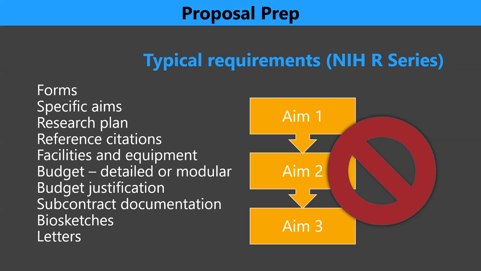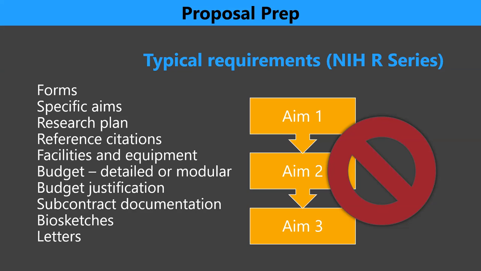So if aim two hinges on successful accomplishment of aim one and aim one doesn't work, you're gonna have to go back to the funding agency and say, I can't do aim two and three because aim one didn't work, what do I do? So you want to make sure your aims are related. Obviously, they all need to be part of a related scope of work, but you don't want them to hinge on each other to the point where you won't be able to accomplish it.